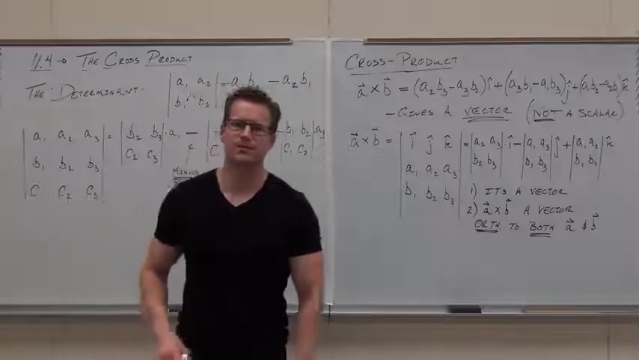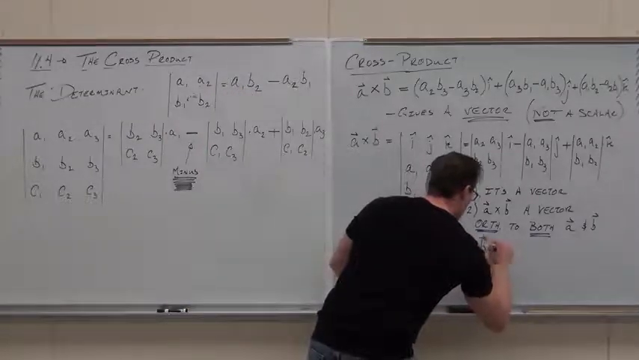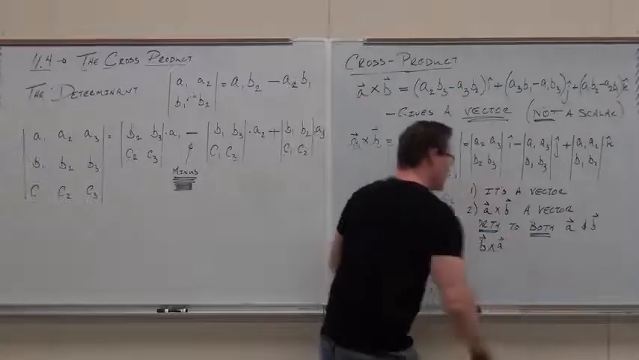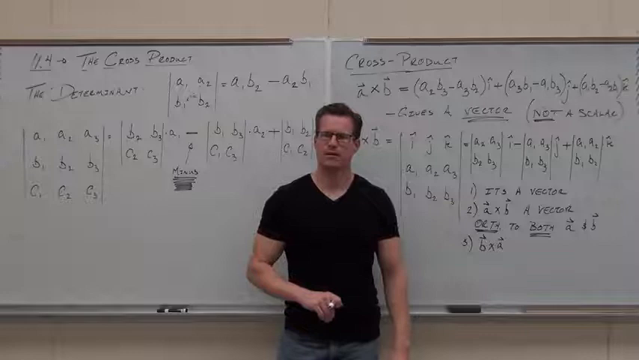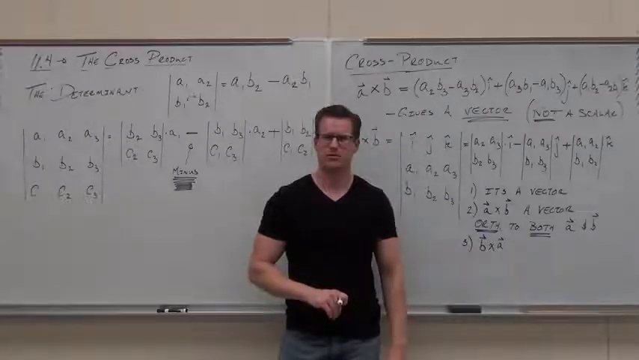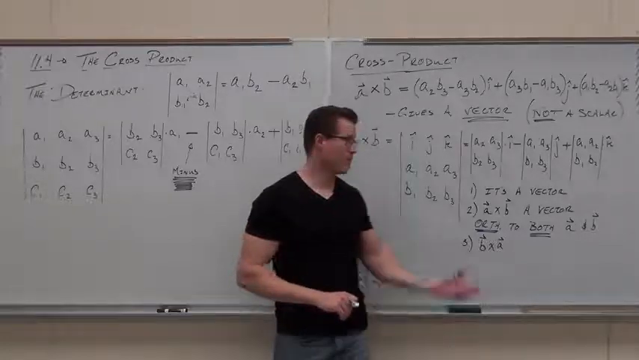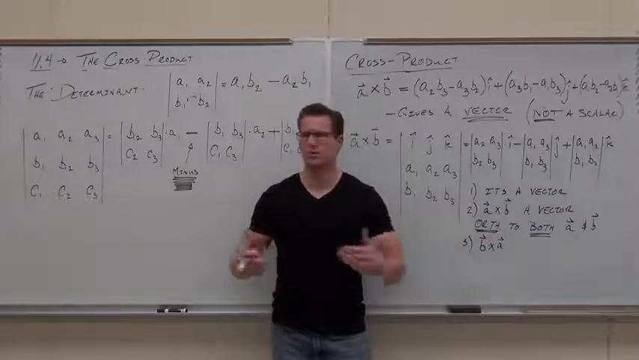But wait a minute. What would B cross A be then? Same or different? What do you think? Is it still going to give you, well, we have a definition right out here. I'm going to prove it in just a bit. A cross B, it's a vector. It's orthogonal to both of them, right?